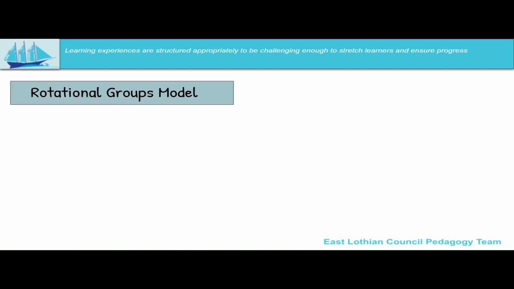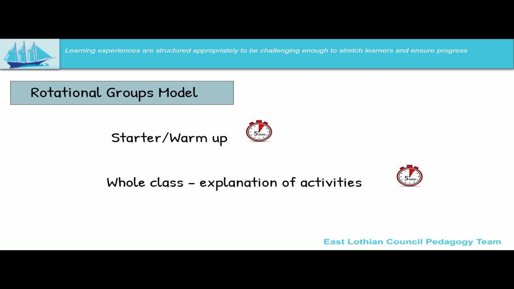The final approach, the rotational groups model, involves rotating ability groups around a carousel of activities. This may be a 3 or a 4 group carousel, depending on how many ability groups are in the class. These groups are flexible and will alter depending on the area of numeracy being taught. As with previous approaches, the lesson begins with a starter or warm-up. This is followed by a brief explanation of the activities the learners will engage with as they move around the different stations.